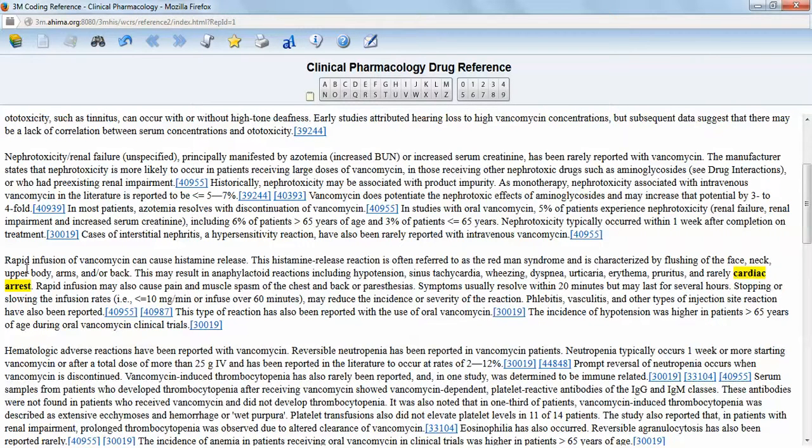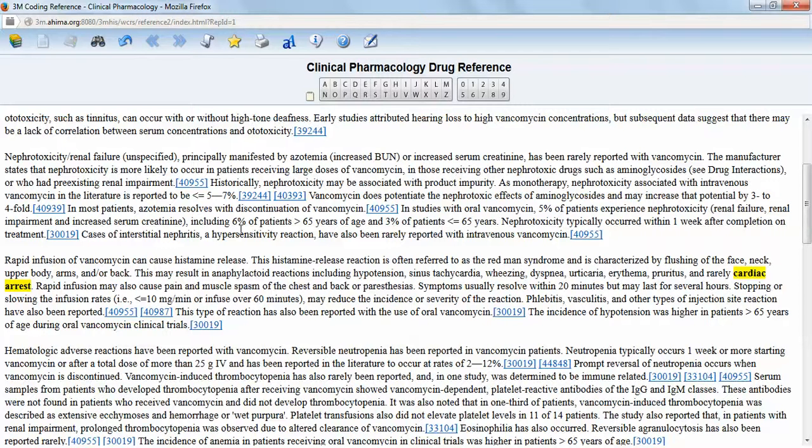So here it says rapid infusion of vancomycin can cause histamine release. This histamine release reaction is often referred to as the red man syndrome and is characterized by flushing of the face, neck, upper body, arms, and or back. This may result in anaphylactoid reactions including hypotension, sinus tachycardia, wheezing, dyspnea, urticaria, erythema, pruritus, and rarely cardiac arrest.